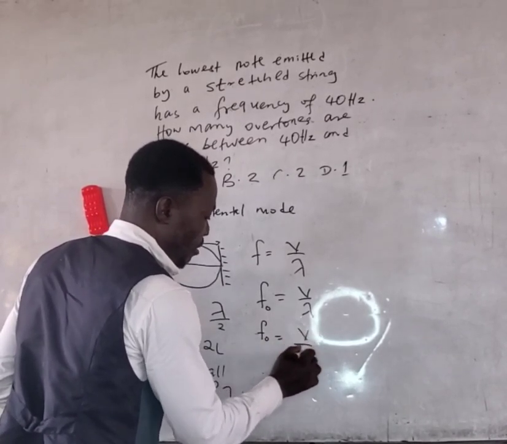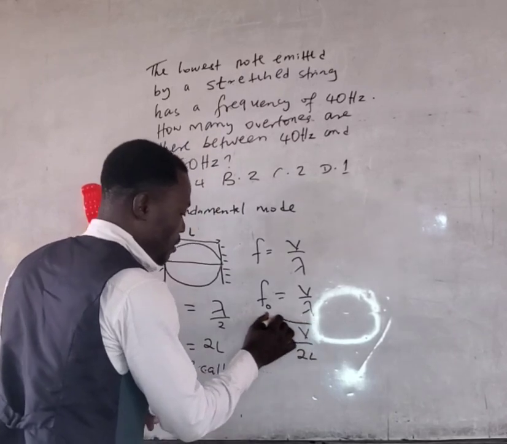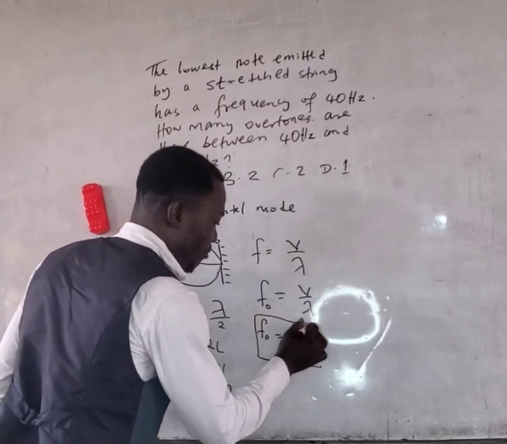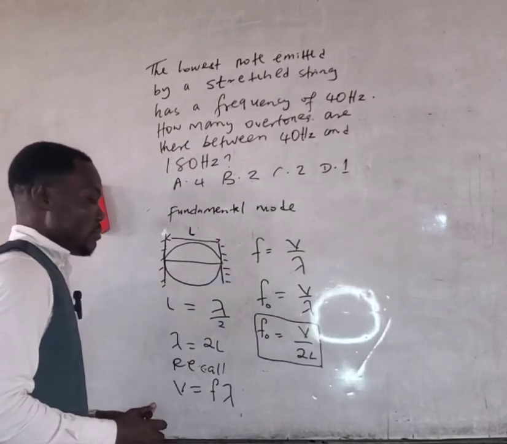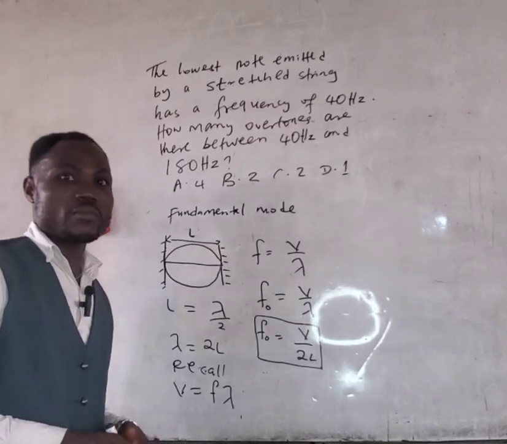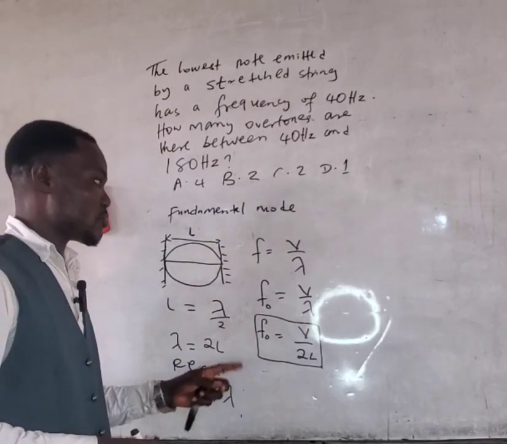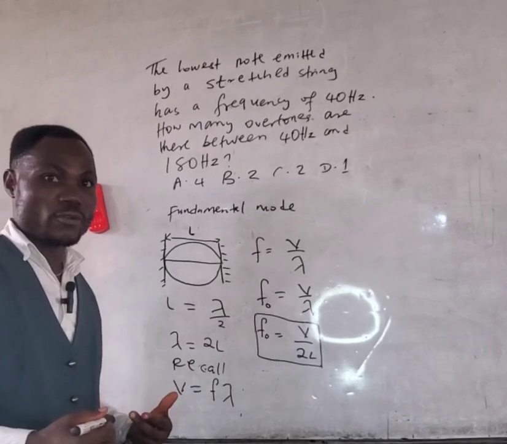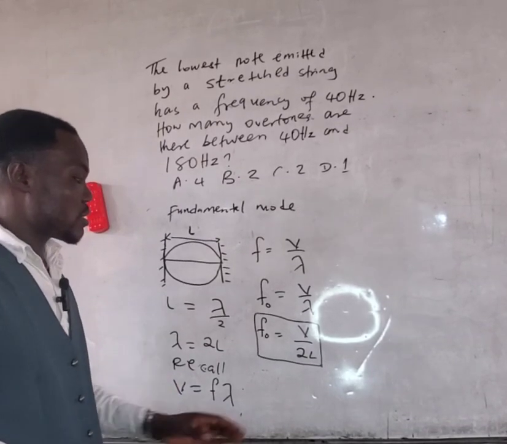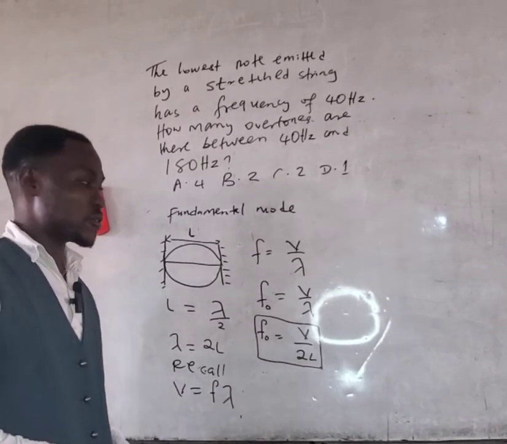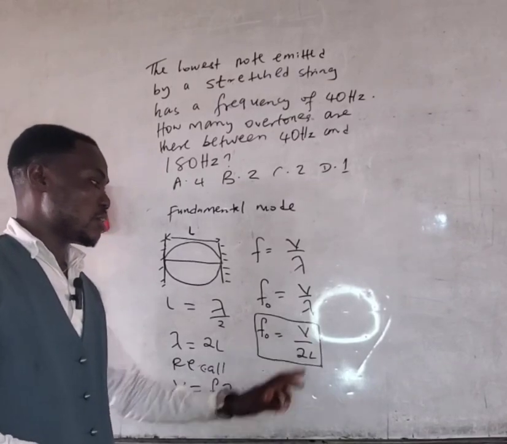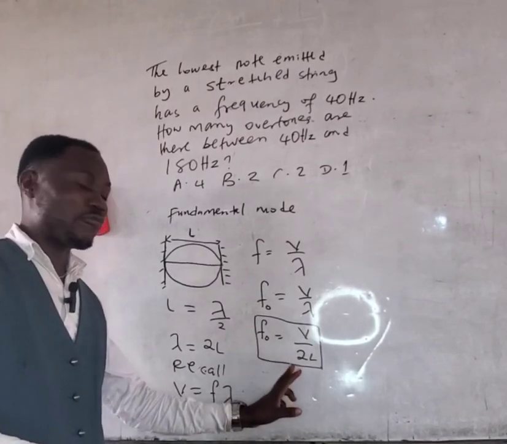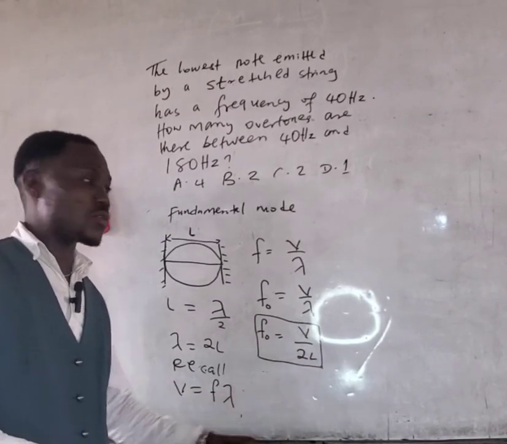V over 2L. Now this is the fundamental frequency of a vibrating string. I follow you. So this is the lowest frequency of a vibration. So velocity multiplied by, over 2 times the length of the string.